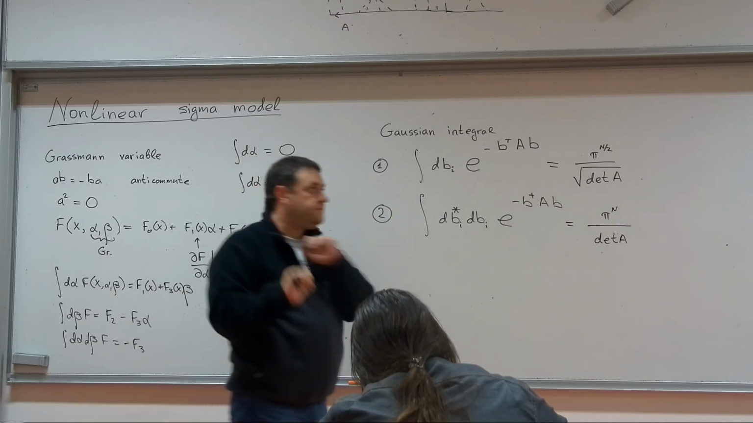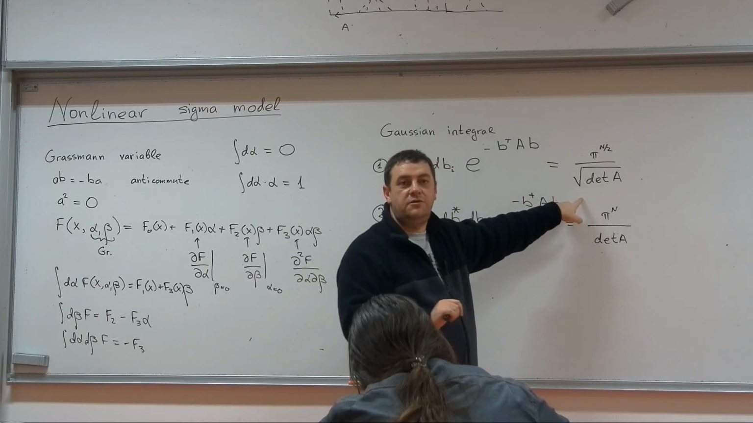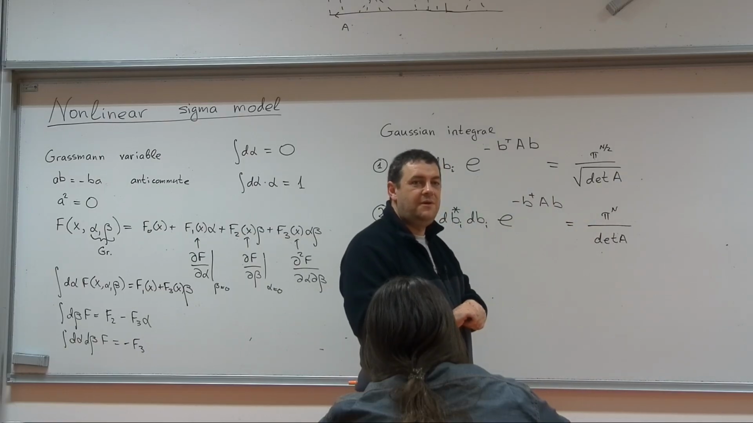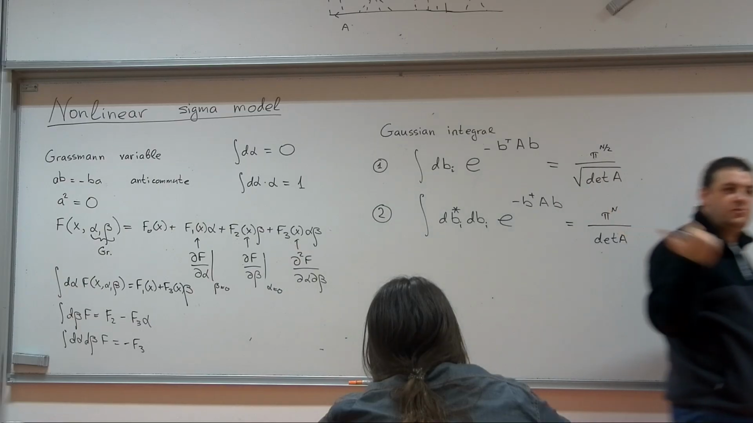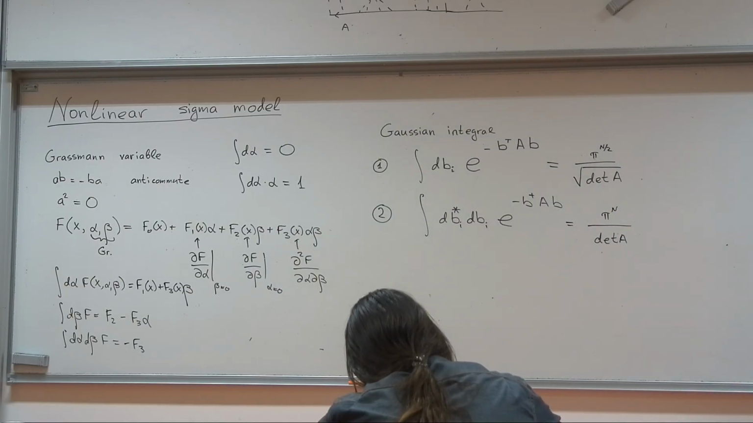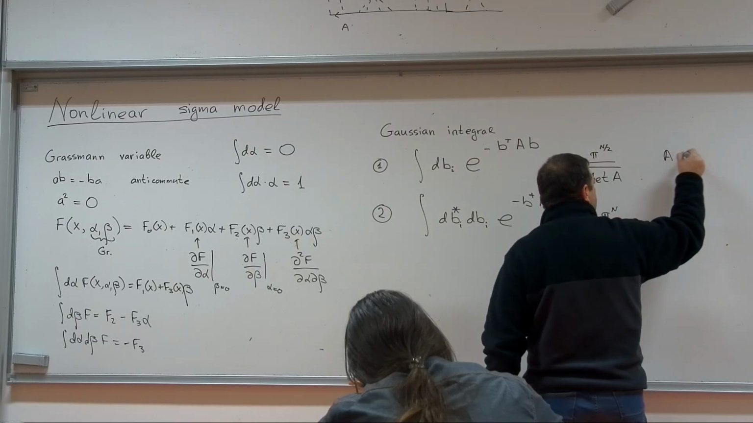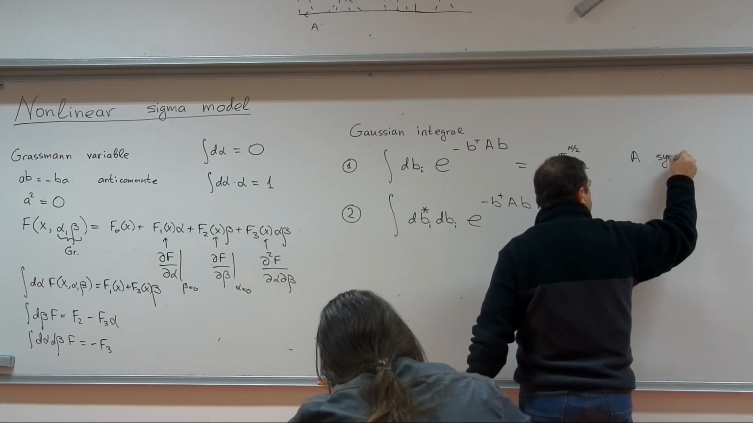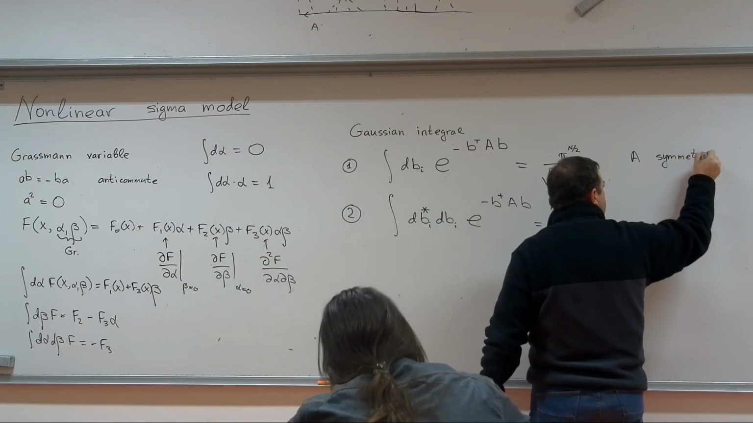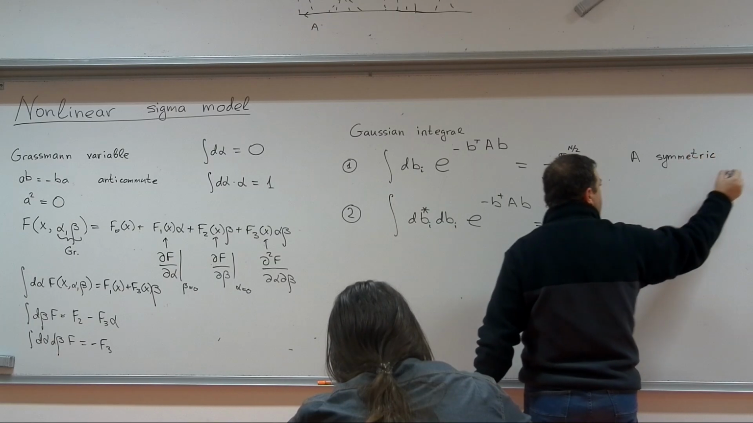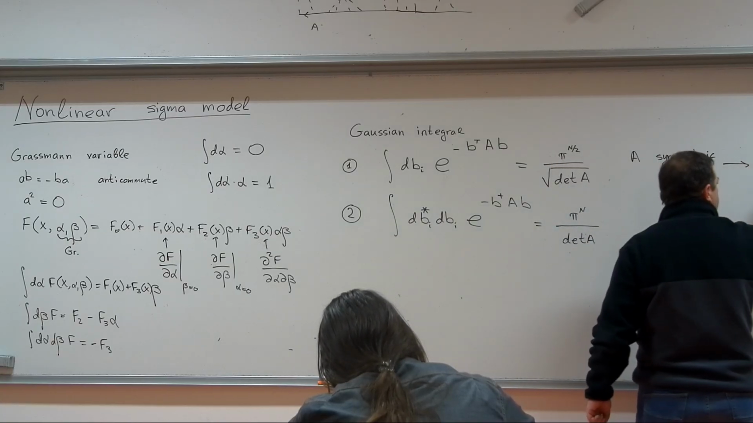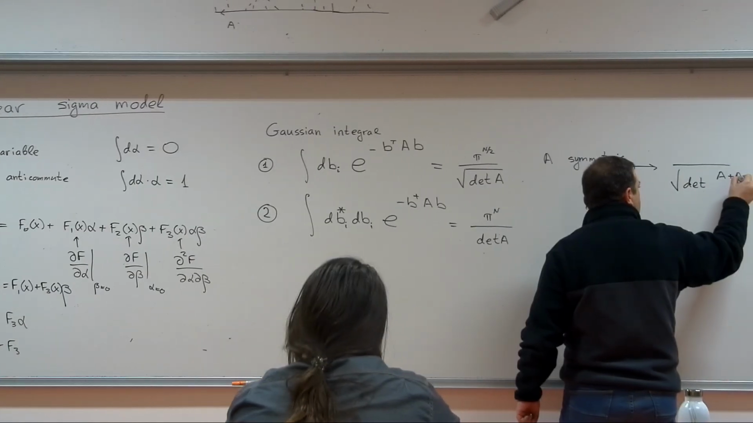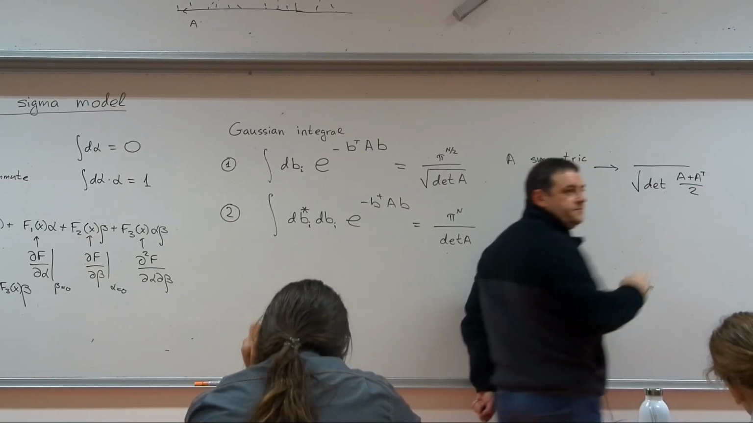Now the question. This is wrong. Do you know that this is wrong? If A is invertible? A should be a symmetric matrix. A is symmetric, because, you see, if A is not symmetric, then you will get a square root of determinant, but not of A, but only of its symmetric part.